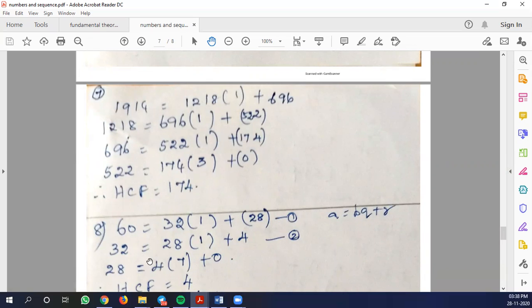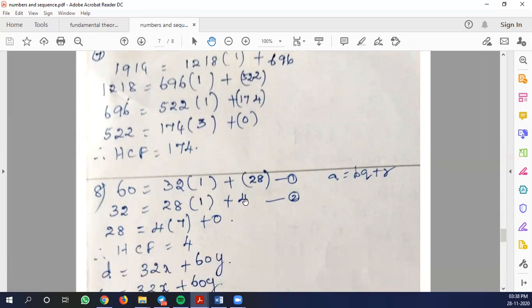Then the eighth sum. If D is the highest common factor of 32 and 60, find X and Y satisfying D equals 32X plus 60Y. So you can take 60 equals 32 into 1 plus, what is the remainder? Only one time, 28. Then you take 32 and divide 32 by the remainder 28, only one time, remainder 4. Then you take 28 divided by the remainder 4, 7 times plus 0. So the HCF is 4.